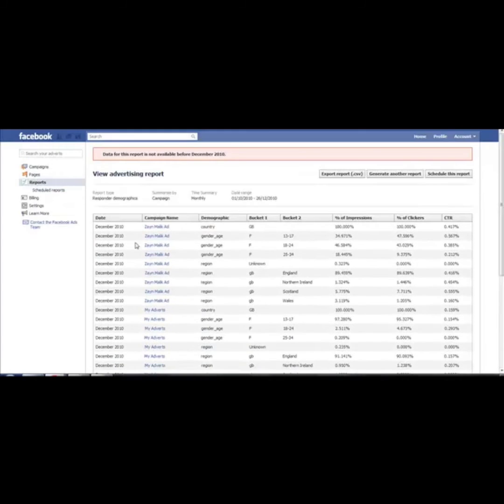Here we can see that this is really useful, by the way. You can see that the females from this age group were clicking on the ad. 47% of clicks came from the 13 to 17 category. Let's just see another. 100% of clicks came from the country as a whole. The 13 to 17 category was popular. 95% of clicks came from this group.